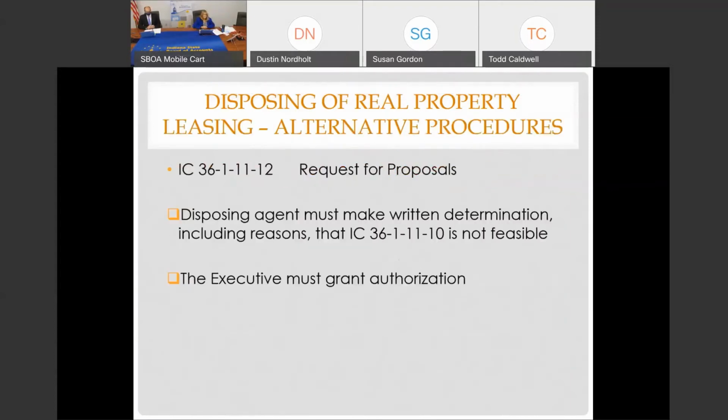Okay, the statute also offers some other alternative procedures for leasing, and that would be through a request for proposals process. And the disposing agent, again, has to make a written determination, including reasons that 36-111-10, that's the general one, is not feasible, and they must go through an alternative procedure for request for proposals. And then the executive has to grant authorization in this case.